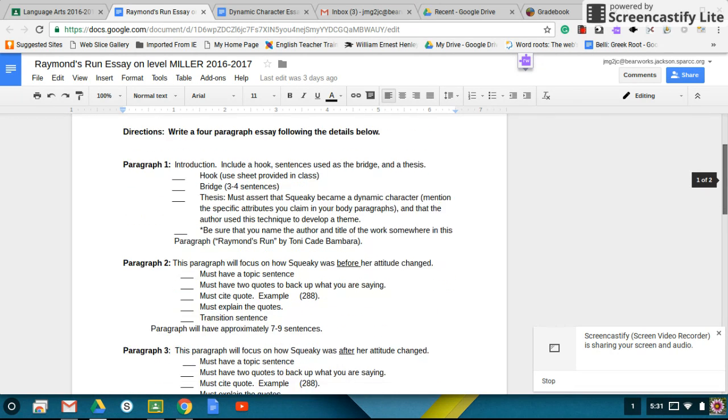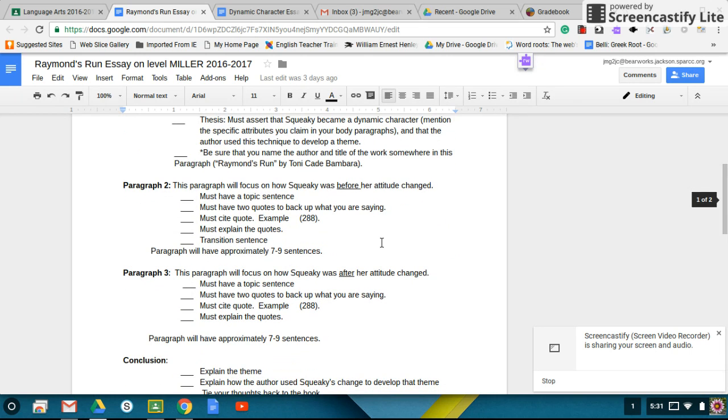In paragraph 3, it's just like paragraph 2, but it focuses on how Squeaky was after her attitude changed, because you're really trying to, again, prove that she's dynamic. So you have to have a topic sentence. And again, you're going to get your topic sentence from the top of your after graphic organizer. But I think it's a really great idea to work in the word dynamic or metamorphosis or change, because that's really what we're asserting. We're asserting that she is dynamic because she now has this particular character attribute that you didn't have before.